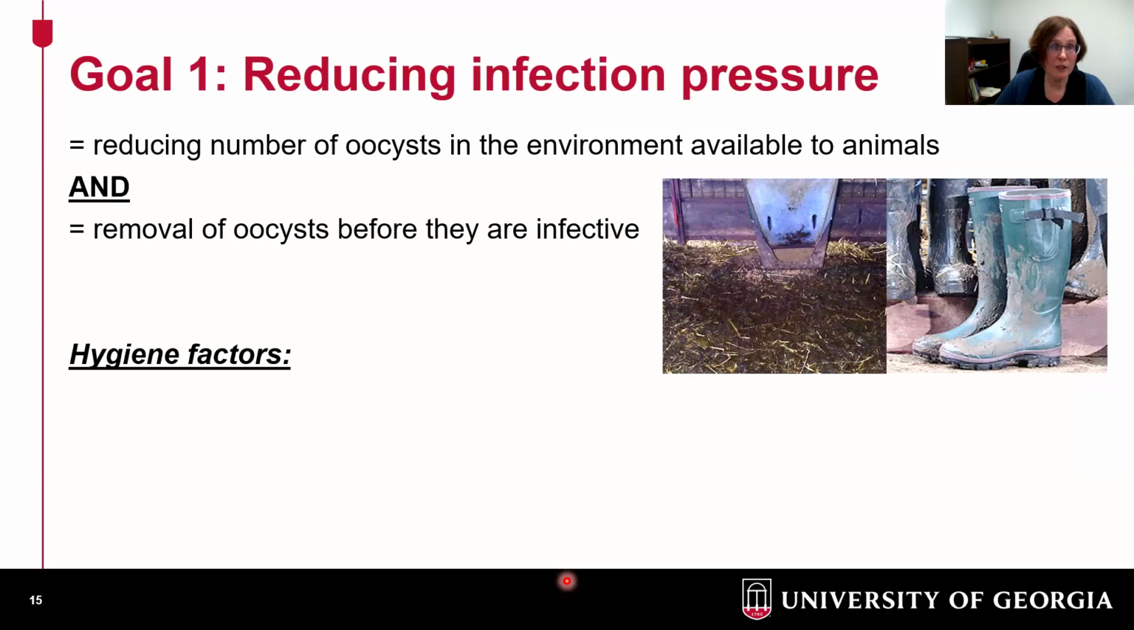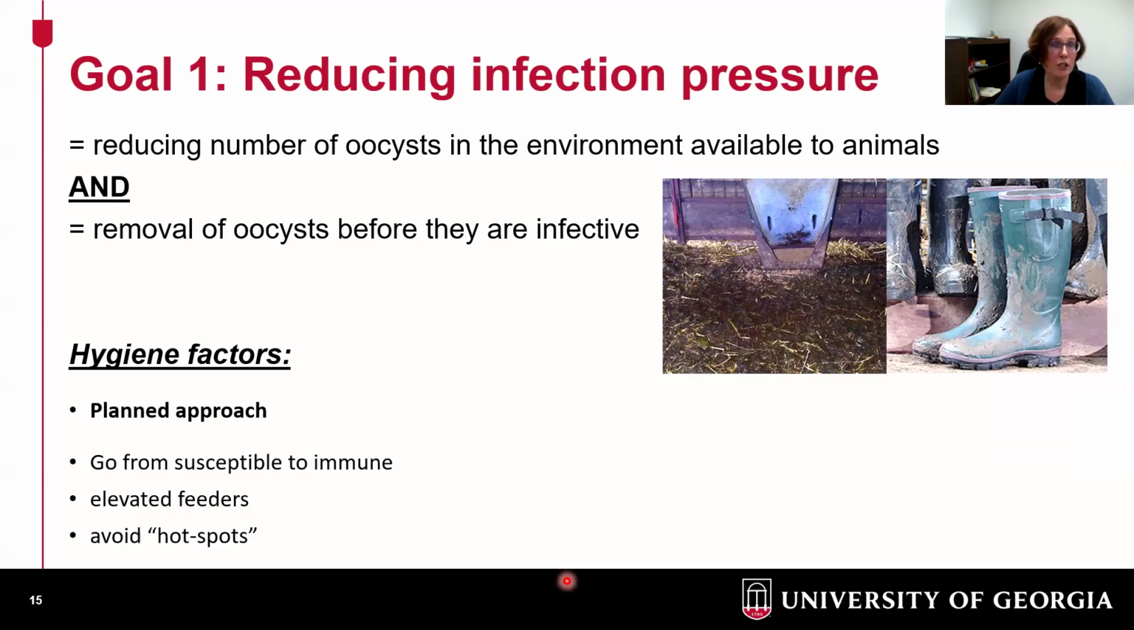Hygiene factors that feed into that goal of reducing infection pressure would be the planned approach, going from the youngest or most susceptible animals to the older or immune ones. So if you clean out, you would start with your fresh equipment and the younger animals' areas and then go from there. Elevated feeders have been shown to make a huge difference just because it's less likely that animals would drop feces in there, or that younger animals tend to eat bedding across with the feed. And it would also help to avoid hot spots where there's a lot of feces and a lot of feed together.